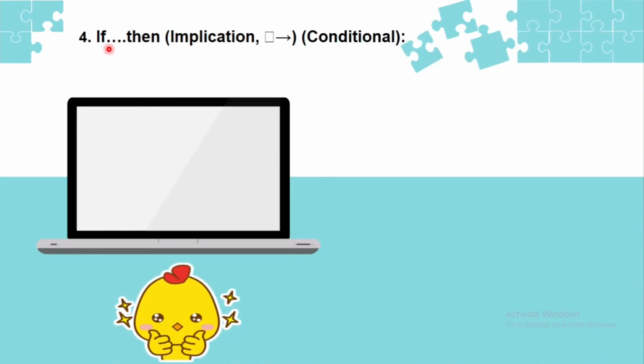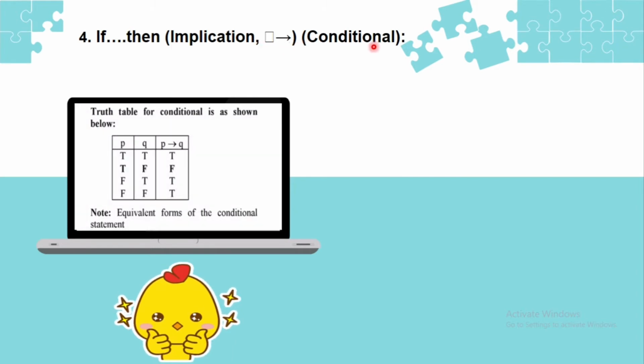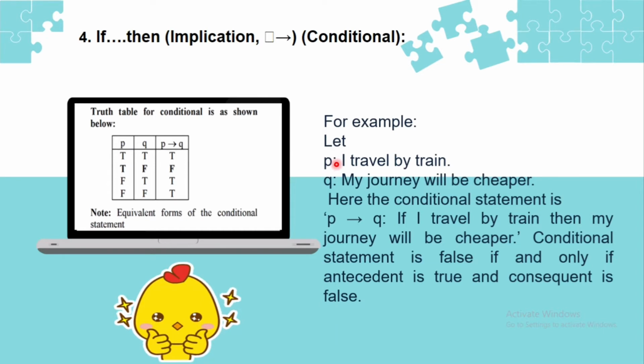Next material is if-then, implication, conditional. For example, let P equals I travel by train, Q equals my journey will be cheaper. Here the conditional statement is P arrow to the right Q: if I travel by train, my journey will be cheaper. A conditional statement is false if and only if the antecedent is true and the consequent is false.